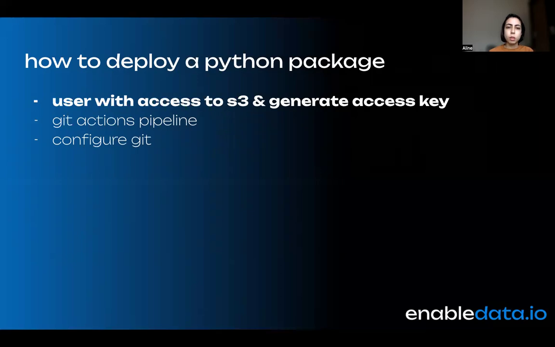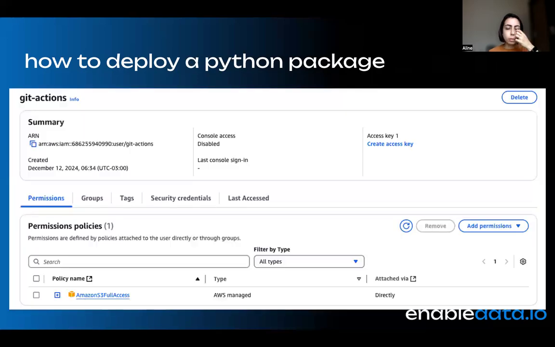So first of all, the user with access, just a simple user. You just need to add permissions and add this policy, which is AWS managed. It's S3 full access. It's better to have access to a specific folder or a specific S3 bucket, something very narrow.